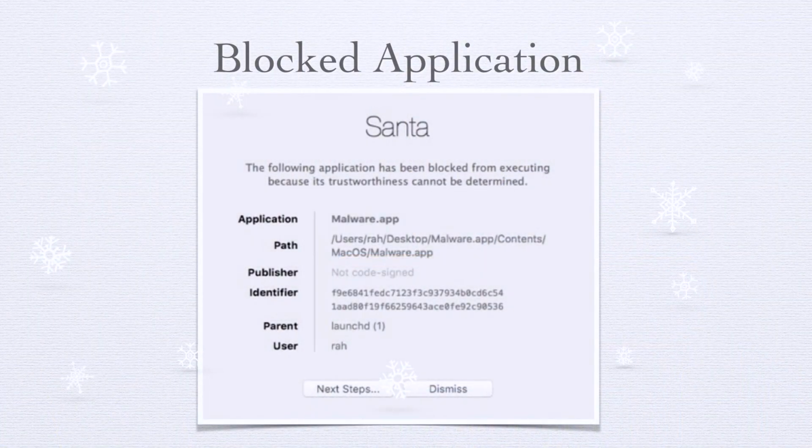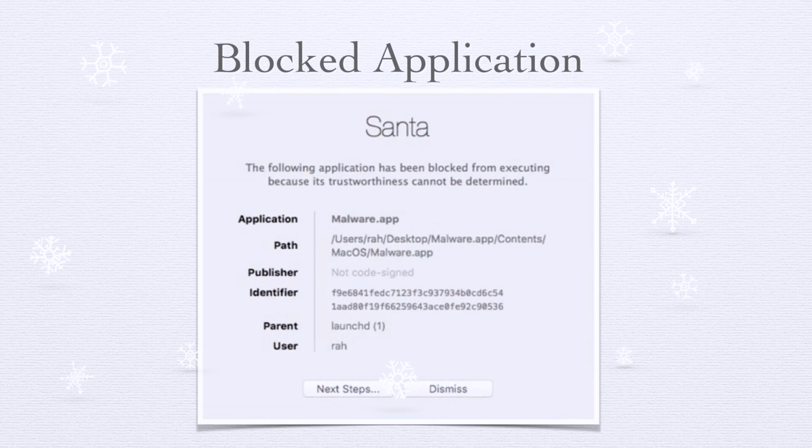Oh, so I talked about blocked applications. I really should mention, what does it look like to the user? This is what somebody's going to see on the screen. They're going to get a window that says the application's been blocked. I'll read the text here. It says, the following application has been blocked from executing because its trustworthiness cannot be determined. Application name, where is the application, some other information about it, the fingerprint and so forth.